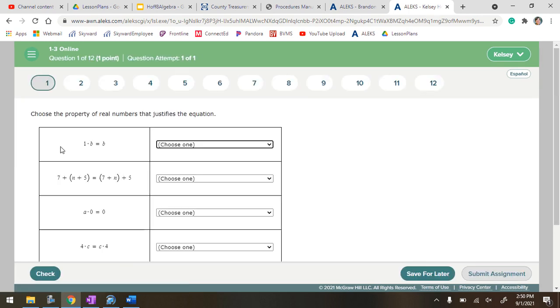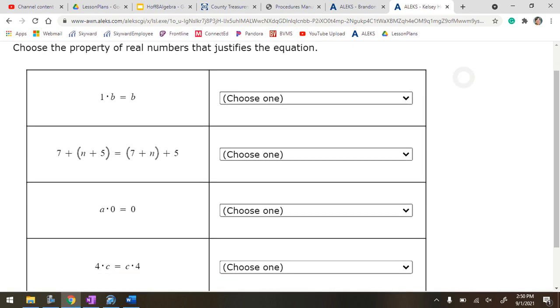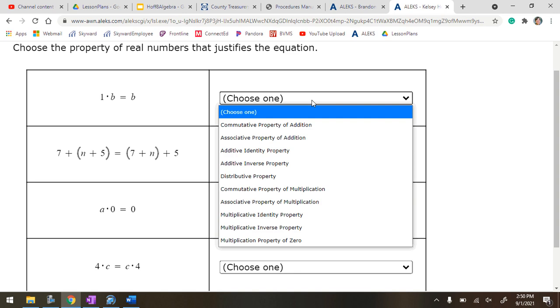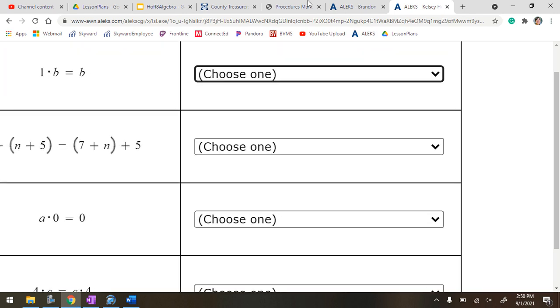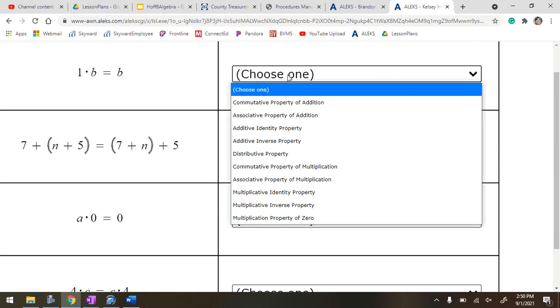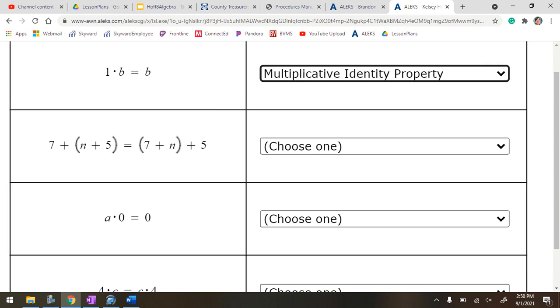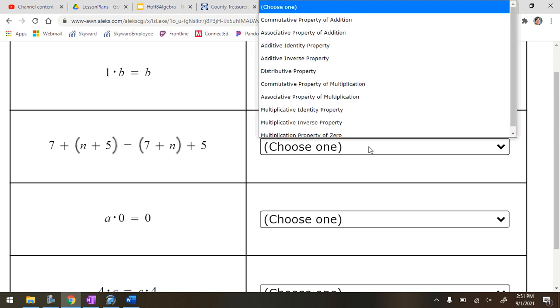So this is what it's going to look like today. Choose the property that justifies the equation. And I always tell people, click on your options. 1 times B equals B. What is that? Multiplicative identity. Second one, 7 plus n plus 5 or 7 plus n plus 5?